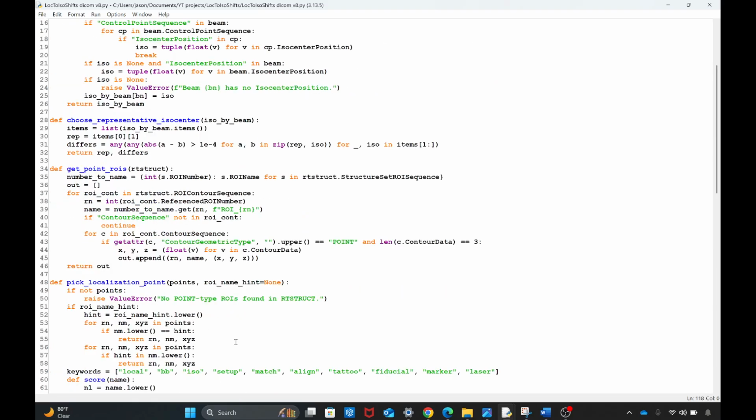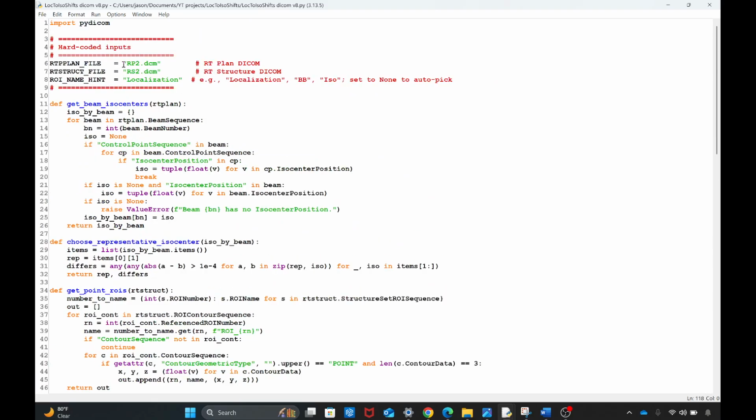So now let's run the script. In this demo, the RT plane and RT structure file paths are hard-coded for simplicity, but you can easily adapt it for your own workflow.